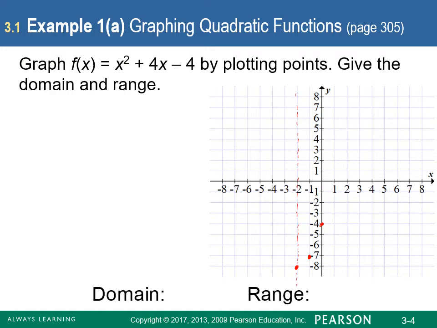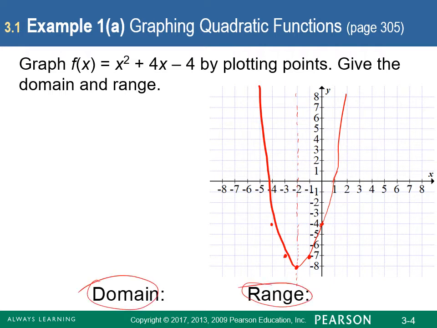The dot here at -1, -7 has a matching dot here at -3, -7. Likewise, the dot at 0, -4 has a matching dot at -4, -4. And so we could just construct the graph that goes through there and on out forever. And no, that's not very cool looking. However, the question down here is what's the domain and range?